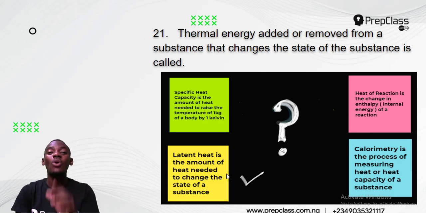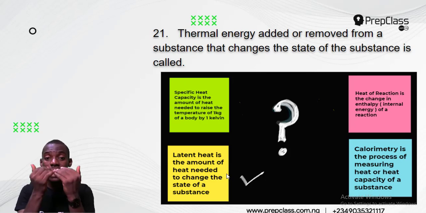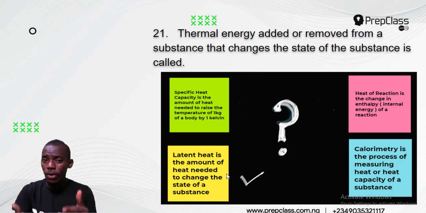That's why it is called latent. Latent means hidden heat, heat that you cannot see. You are heating the body, but it can't be seen on the temperature scale because the temperature is not changing when the body is changing state. So when you have ice changing from solid to liquid, the heat is increasing, but the temperature stands still. So that's called latent heat, and that's the answer to that question.